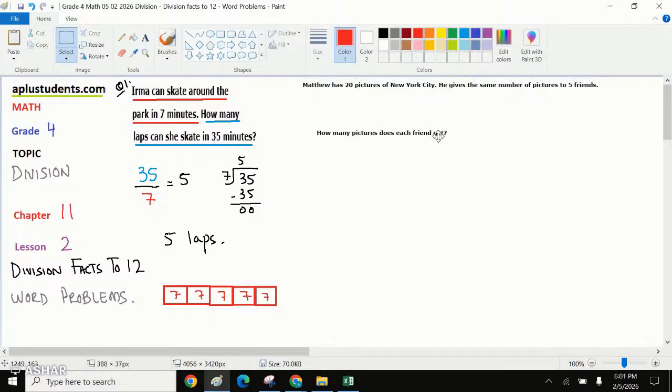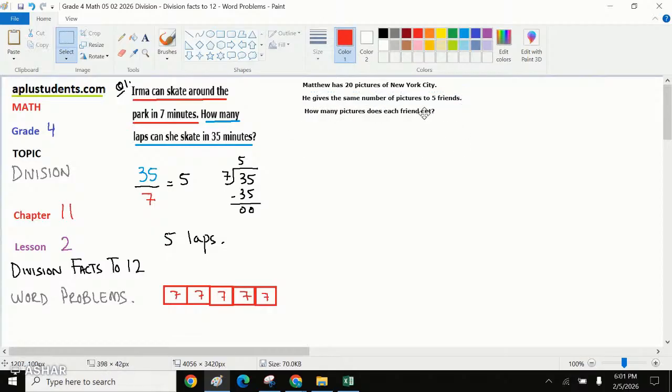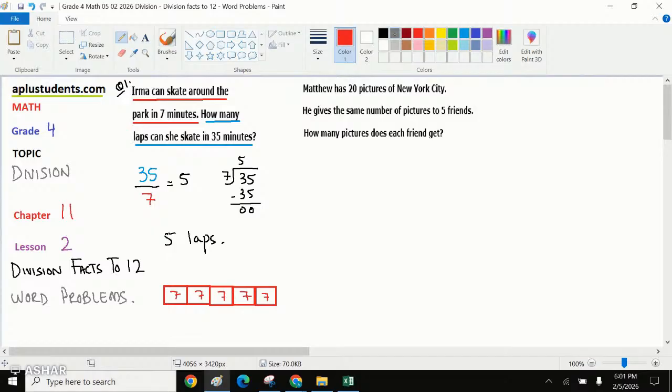Matthew has 20 pictures of New York City. He gives the same number of pictures to his 5 friends. How many pictures does each friend get? Let's say if this was a question given to us. Question number 2.